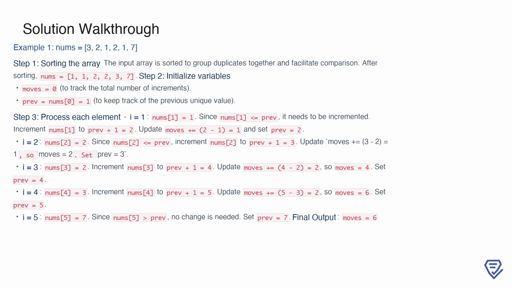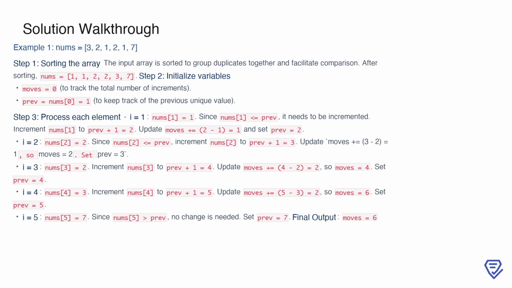To solve this problem, we begin by sorting the input array. This step ensures that all duplicates are grouped together, making it easier to process the elements sequentially. After sorting, our array becomes 1, 1, 2, 2, 3, 7.